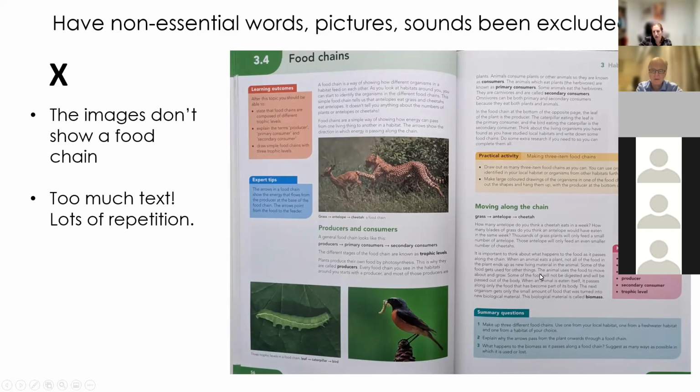And there is a lot of text on this spread. So this is aimed at Year 7 students, and I think quite a few Year 7 students might have difficulty accessing the information here. There's a lot that's been repeated. We've got producers, primary consumers, secondary consumers, and then we've got what they mean up here. It's a lot of information that's repeating and it's not needed.